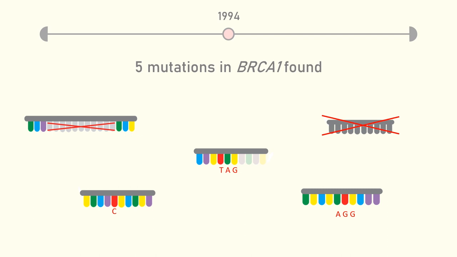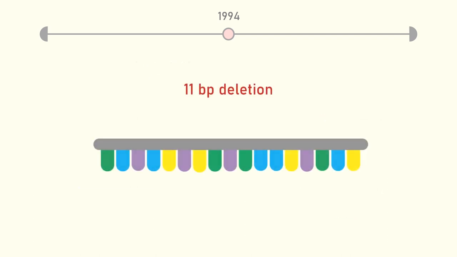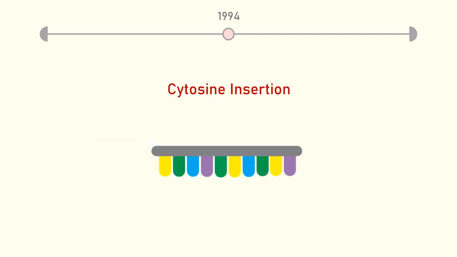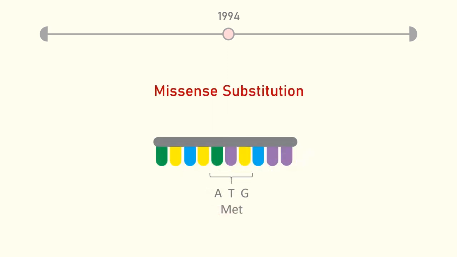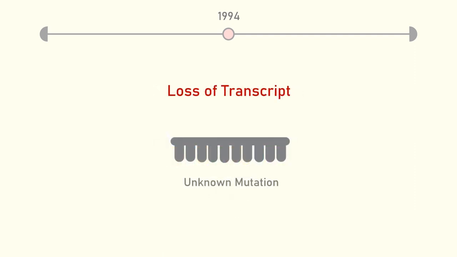These include an 11 base pair deletion, which causes a frameshift and disrupts the reading frame, a 1 base pair insertion of cytosine, also causing a frameshift, a nonsense mutation of glutamine into a stop codon, prematurely ending the protein, a missense substitution where methionine is changed to arginine and the protein is still produced but is defective, and an unknown inferred regulatory mutation known to result in a loss of transcript.